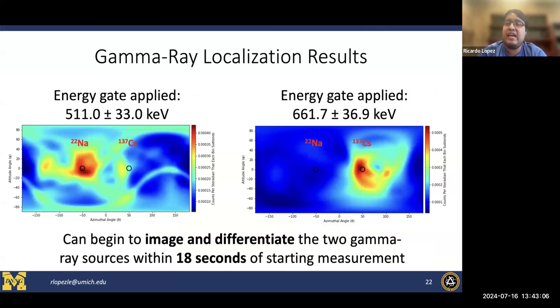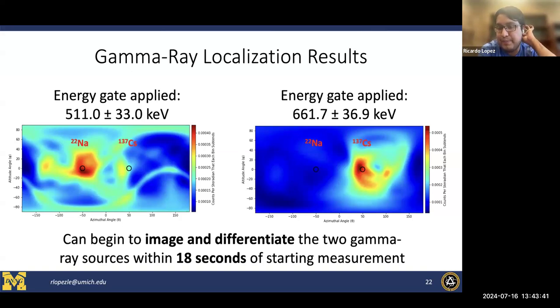So for the gamma ray localization or imaging experiment, here's a look at the images when I place certain energy gates. For the left image, I place an energy gate centered at 511 keV. The reason for this is that one of the gamma ray sources was sodium-22, which has an emission at 511 that we would like to image in this particular case. The rightmost simple back projected image, meanwhile, has an energy gate at 662. And again, this is for a very similar reason. The second gamma ray source was cesium-137, which again has emission at 662, which would be of interest for us in this particular experiment.